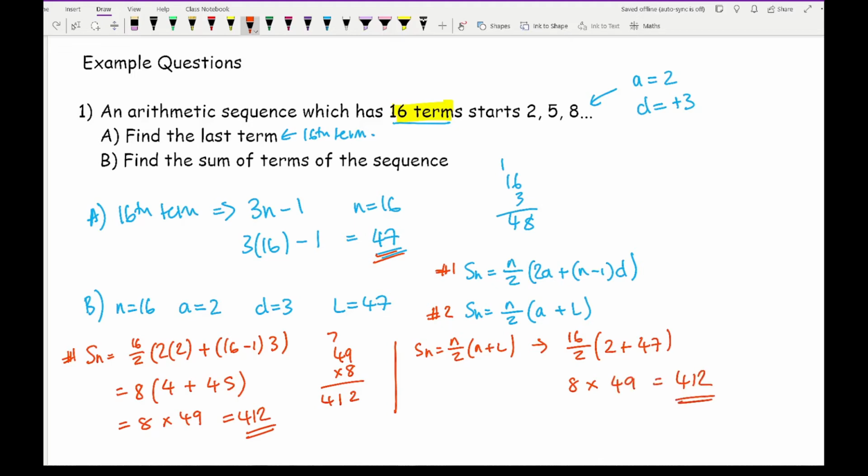So you can see there that it doesn't really matter which formula we use. However, we tend to use formula 1 when you know a and d, and obviously n. And we use this formula when you know a, the last term, and obviously n as well.